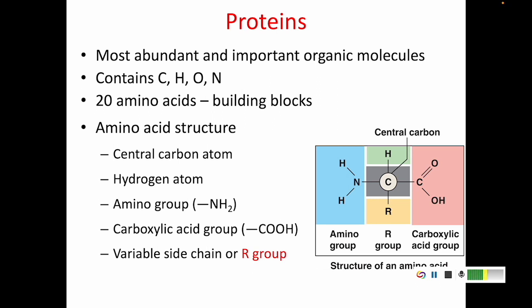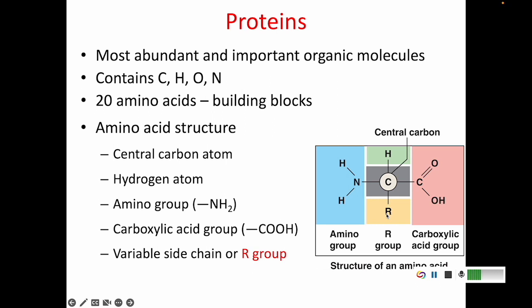The monomer of a protein is an amino acid. There are 20 amino acids that will be these monomers or building blocks. And all amino acids have this same structure to them. They have a central carbon atom, and at one side is a hydrogen atom bonded to it. At one side is an amino group, so this NH2 amino group. At one side is a carboxylic acid group, or this COOH, and then an R group. An R group means the rest of it.